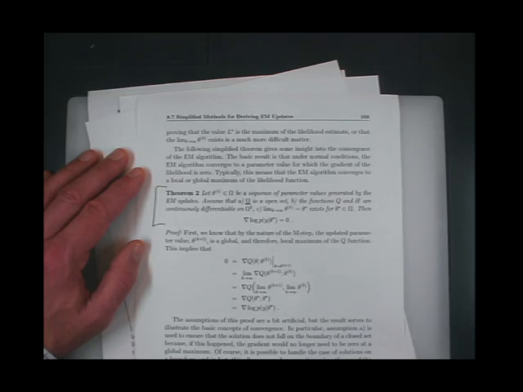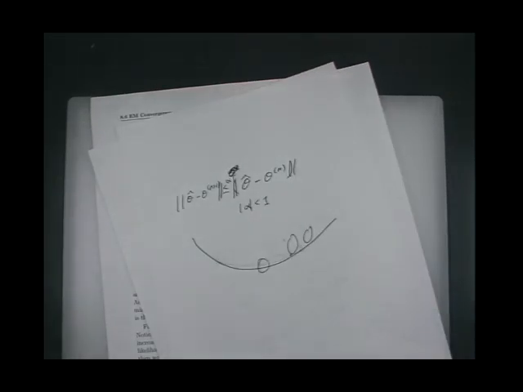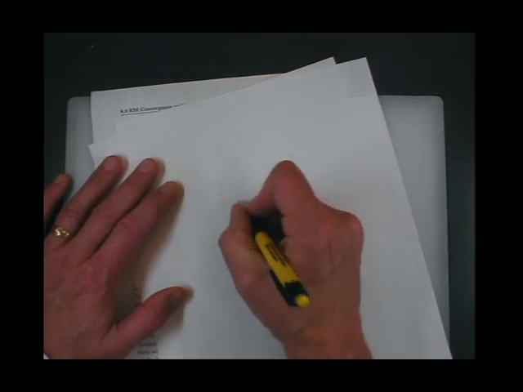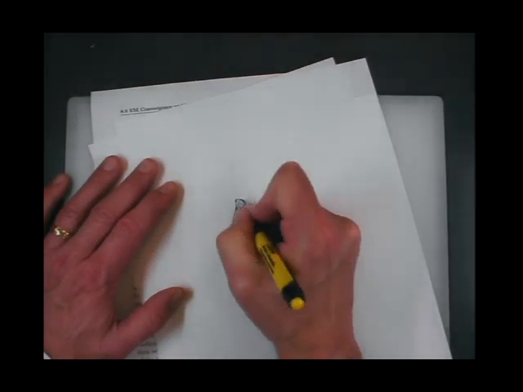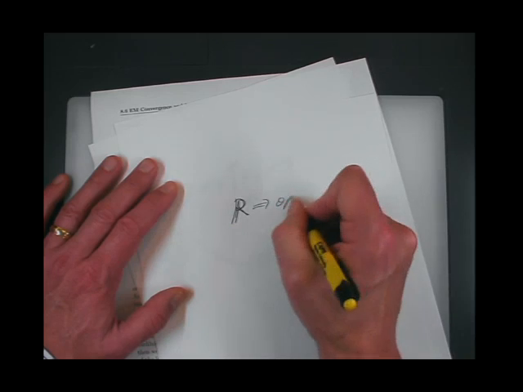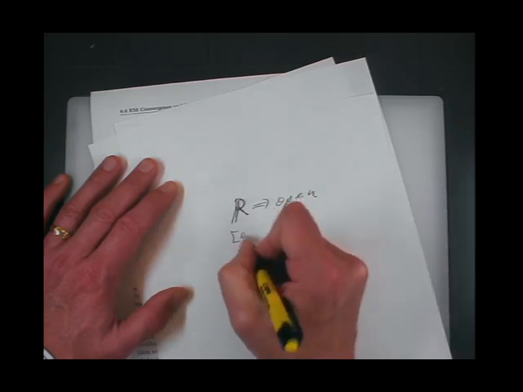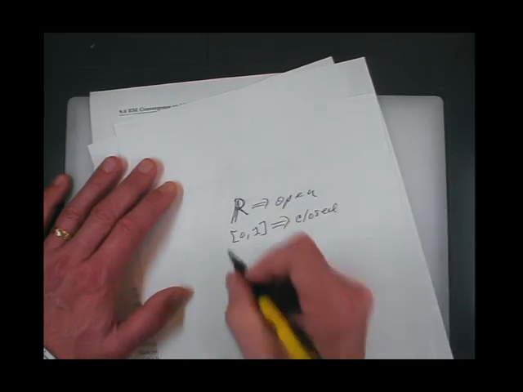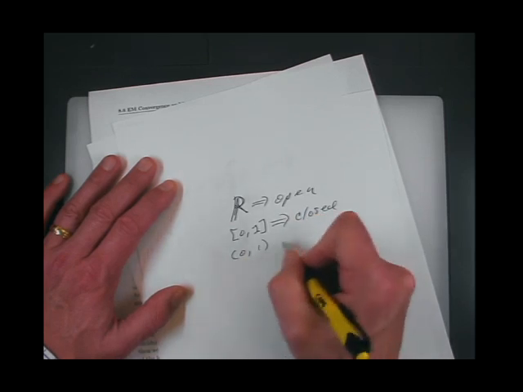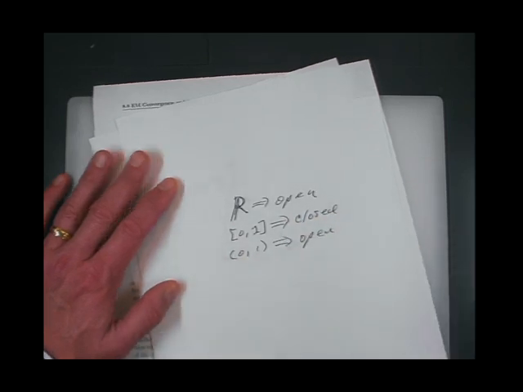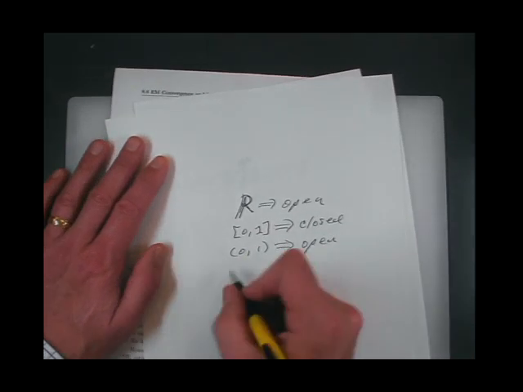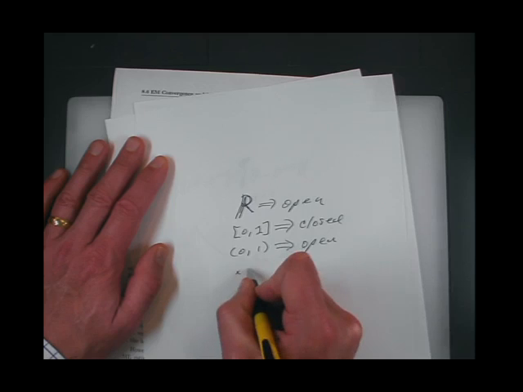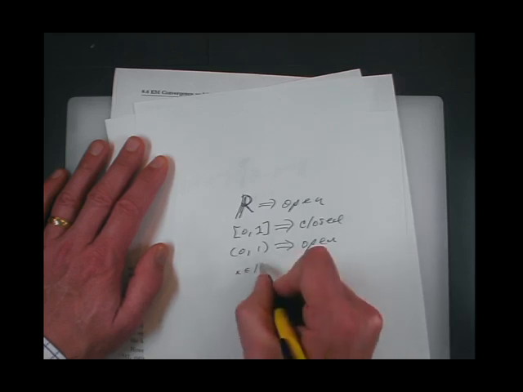That's usually not the case, right? So just a review: R, the real line, that's open, right? 0 to 1 closed, that's the closed set, right? 0 to 1 open, like that, that's open. A set is open if you take any point in the set, so x, say, is a member of a set S, right?